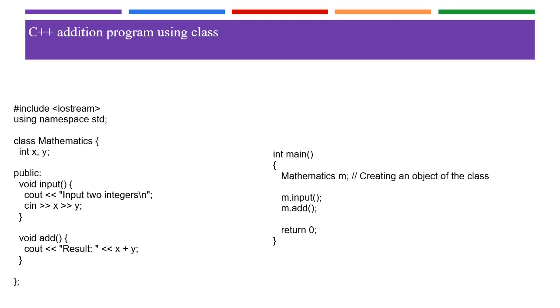Now in the main method, I first have to create an object of the class with the help of class name and object name. So mathematics is my class name, and the object name is m. So mathematics m creates an object of the class. Now to access the member functions, I have to use the dot operator. So object name dot method name, so m dot input and m dot add.